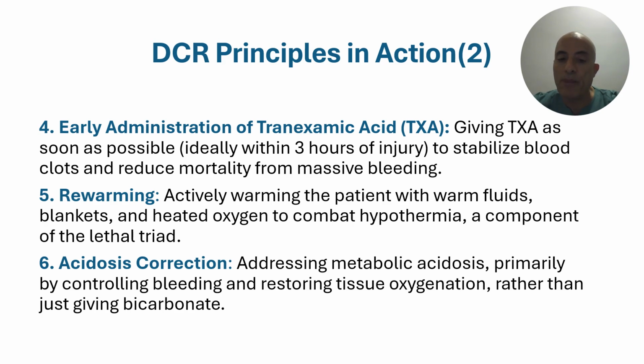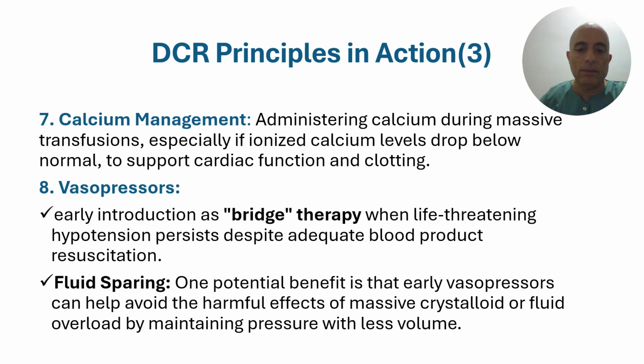The principle number 6 is to correct acidosis by addressing the metabolic disorder primarily by controlling bleeding and restoring tissue oxygenation rather than just giving bicarbonate. The principle number 7, calcium management. Administering calcium during massive transfusion, especially if ionized calcium levels drop below normal, to support cardiac function and clotting.